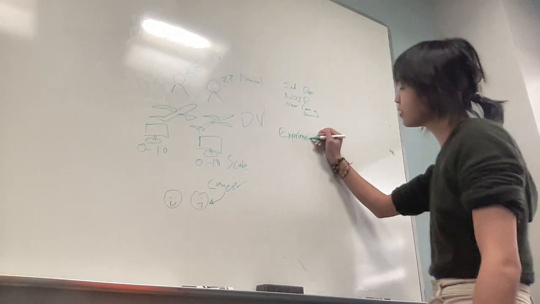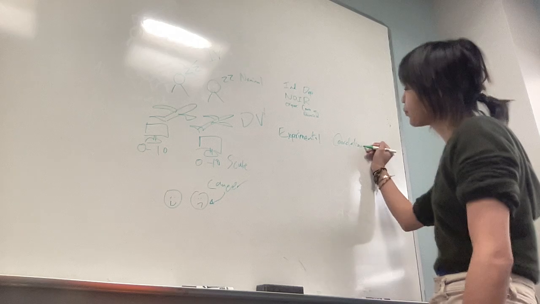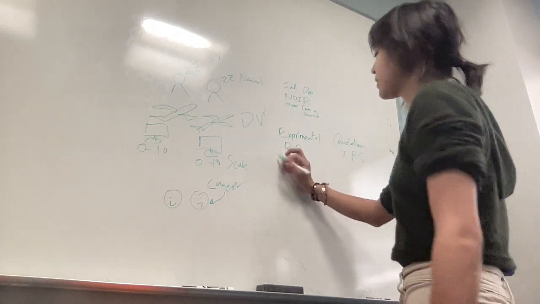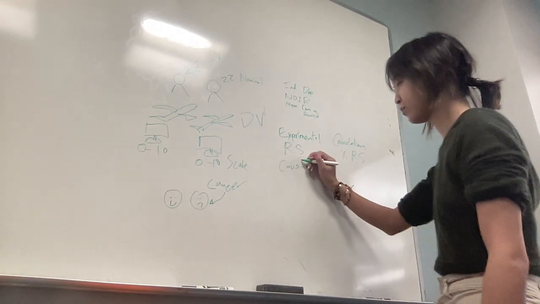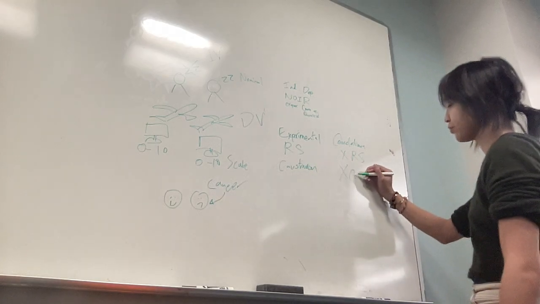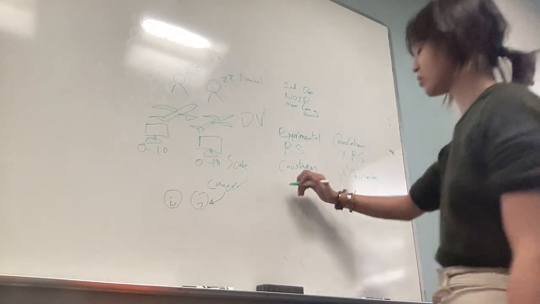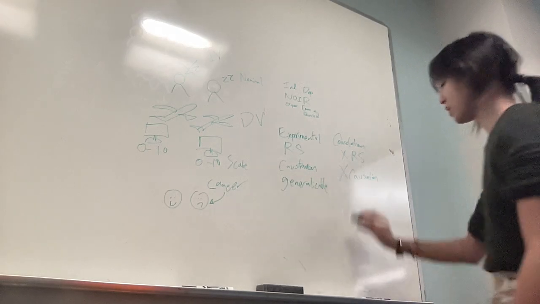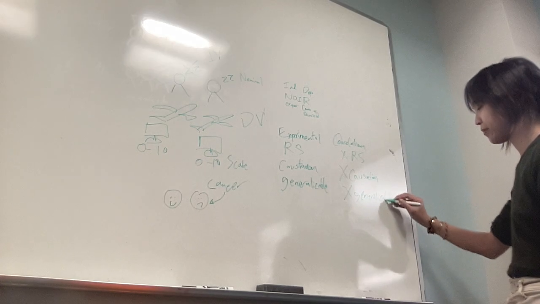Experimental and correlation. This is random sampling. This is not random sampling. This, you can say causation, one caused the other. This one, you can't say it's caused. This is more generalizable, whereas this is not generalizable. Yeah.